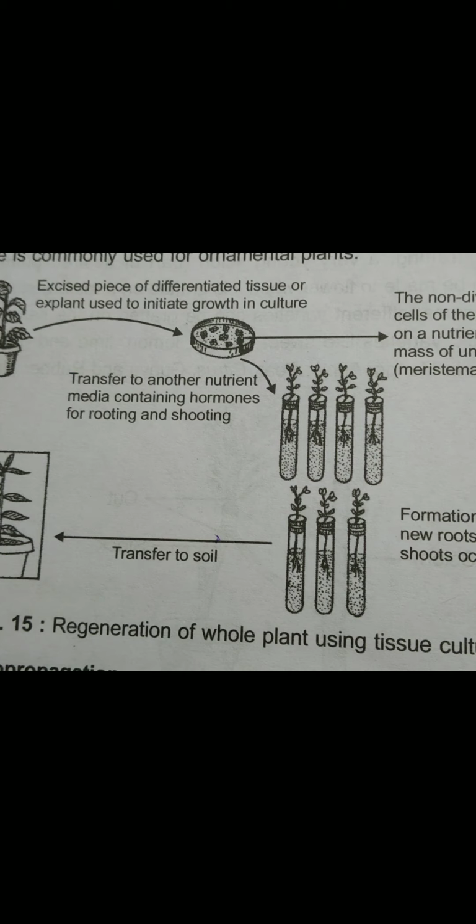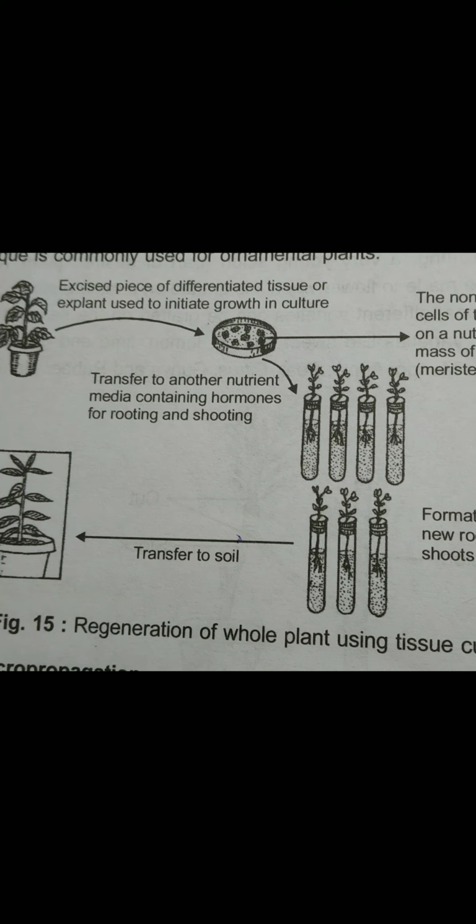ठीक है, इनको कई बार मल्टीपल प्लेट्स पे, अलग अलग प्लेट्स पे न्यूट्रिएंट मीडियम के उसमें इनको चेंज करते रहते हैं. उसके बाद you can see that transfer to another nutrient media containing hormones for rooting and shooting. In these test tubes, again they are having nutrient medium and some hormones. Now these cells develop into roots and shoots.